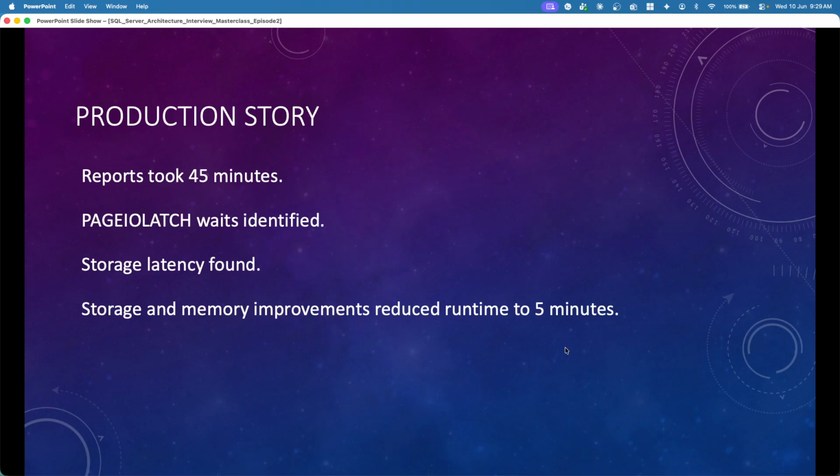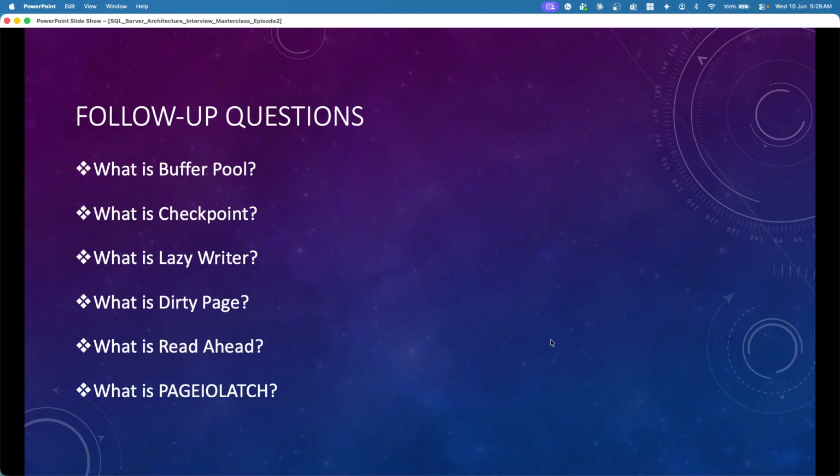So as I mentioned, if any user reports that the query is taking 45 minutes, you will identify the page IO latch waits and the storage latency. After improving the storage or memory, the report automatically completes in less than 5 minutes, right? Obviously, once you complete this architecture answer, you will get some follow-up questions as well.